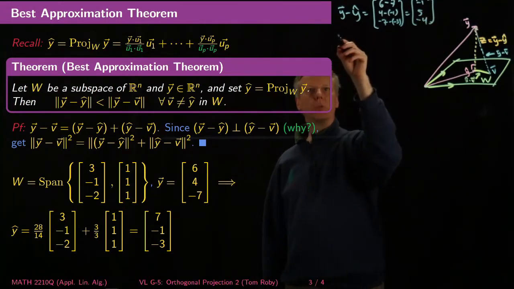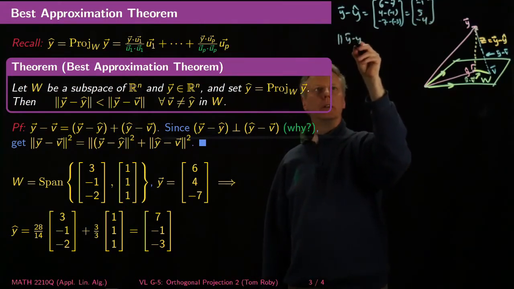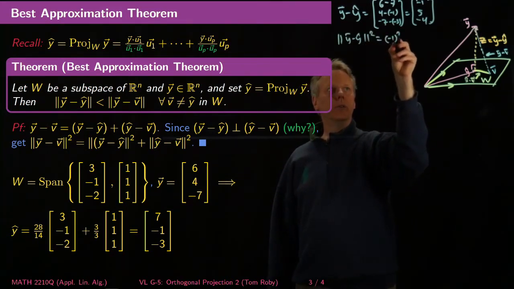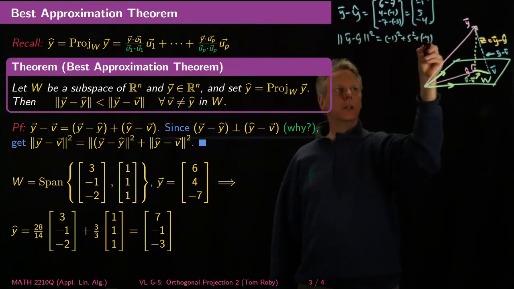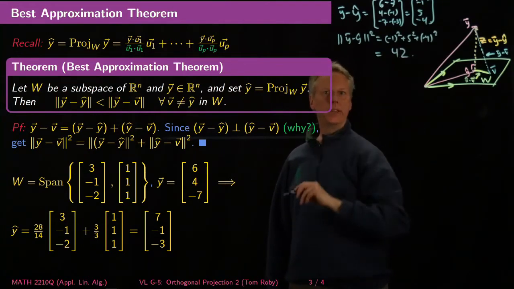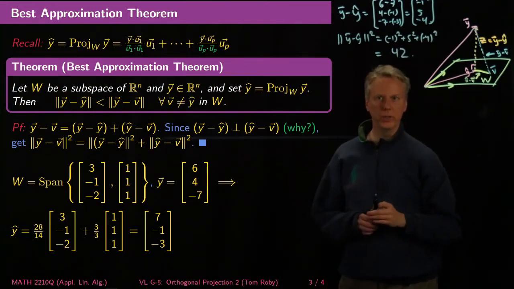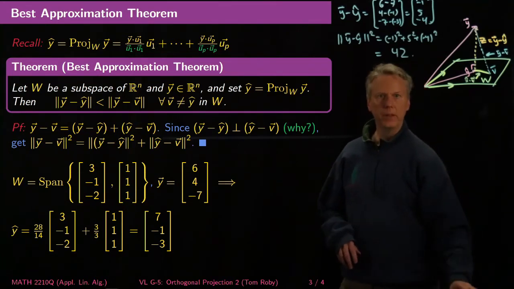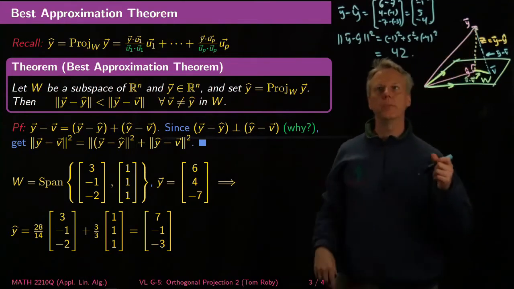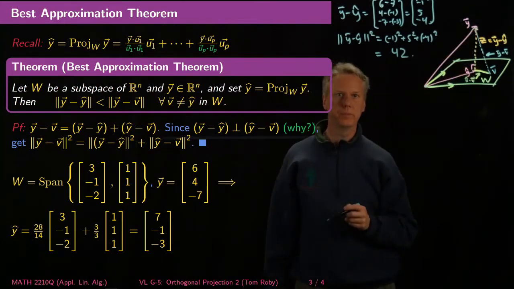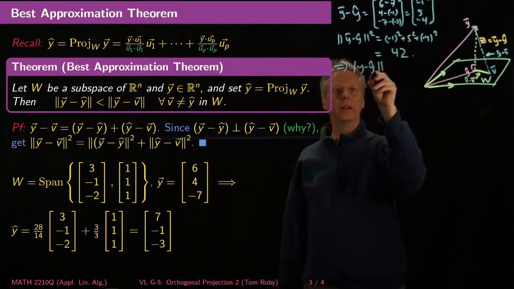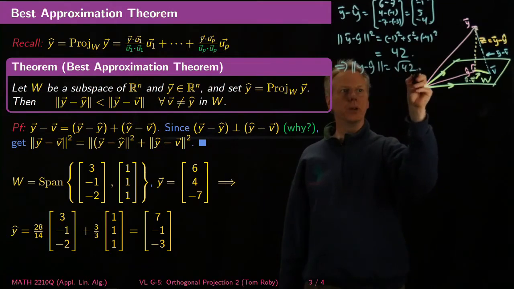And so the norm of that squared is negative 1 squared plus 5 squared plus negative 4 squared. And that's equal to, you got it, the answer to life, the universe, and everything, 42. So then the distance, if I wanted to compute what the smallest distance is, the smallest distance would be the square root of 42. So the norm of y minus y hat is equal to the square root of 42.